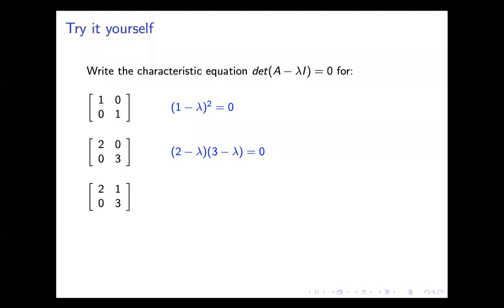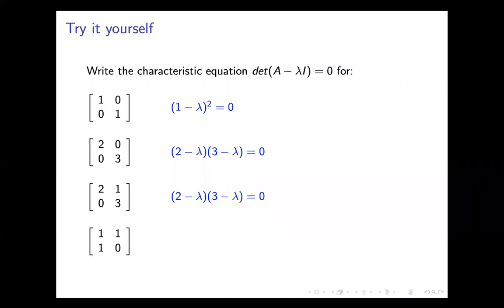Now let's take the non-diagonal matrix 2, 1, 0, 3. Do the calculation, and voila, we have the same characteristic polynomial, right? The reason is that when you calculate the determinant, there's a 0 here, and the 1 which stands off the diagonal does not change the calculation of the determinant. So eigenvalues will not change, but the eigenvectors will, as we'll see momentarily.